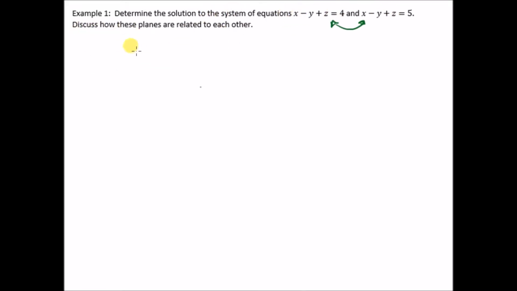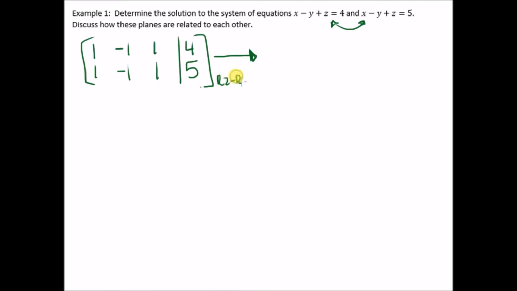If we took these two planes, I'm going to put these in a matrix. 1, negative 1, 1 equals 4. And then 1, negative 1, 1 equals 5. If we were to do elementary operations on these, we could take row 2 and subtract row 1. So row 1 wouldn't change. 1 minus 1 is 0. Negative 1 minus negative 1 is 0. 1 minus 1 is 0. 5 minus 4 is 1. This is what we would get.